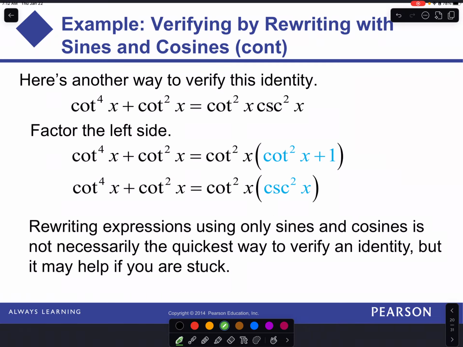Okay, let's see what else we got. Okay, here's another way to verify this. I factor the left side. So this is the way we did. Where we did our u substitution, we factored the left side, and then that pretty much got us there quickly. Rewriting expressions using only sines and cosines is not necessarily the quickest way to verify an identity, but it may help if you're stuck. Again, we got lucky with this one. We just factored it and it worked. Oftentimes we'll rewrite everything in terms of sine and cosine, but then sometimes that makes it more challenging, right? So you just try something. If it doesn't work, then you try something else. And you just keep trying.